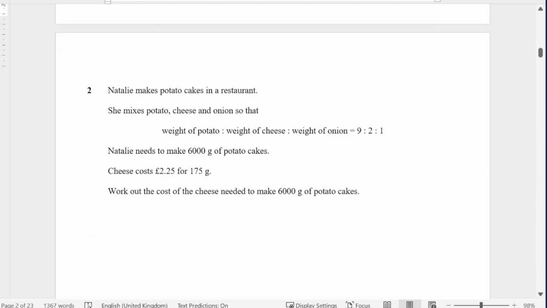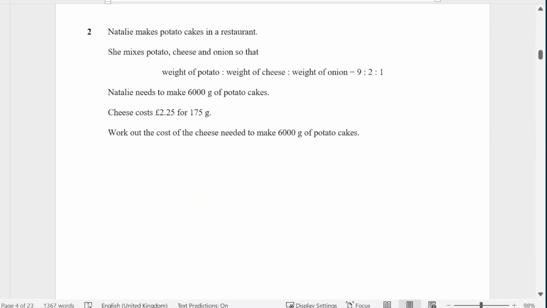Okay, question 3. Natalie makes potato cakes in a restaurant. She mixes potato, cheese and onions so that the weight of potatoes to weight of cheese to weight of onions is 9 to 2 to 1. Natalie needs to make 6,000 grams of potato cake. Cheese costs £2.25 for 175 grams. Work out the cost of cheese needed for 6,000 grams of potato cakes. So we've got potato, cheese to onion in a ratio of 9 to 2 to 1. And we want to find the amount of cheese needed for a recipe of 6,000 grams of potato cakes.